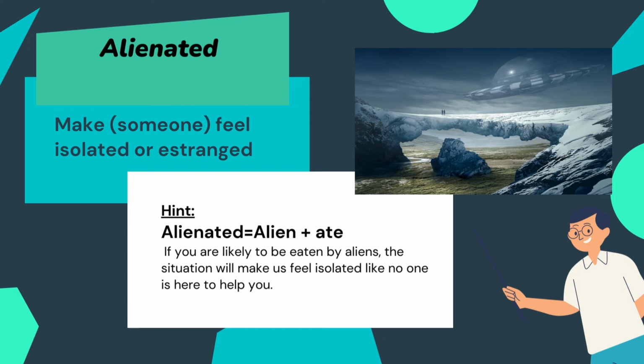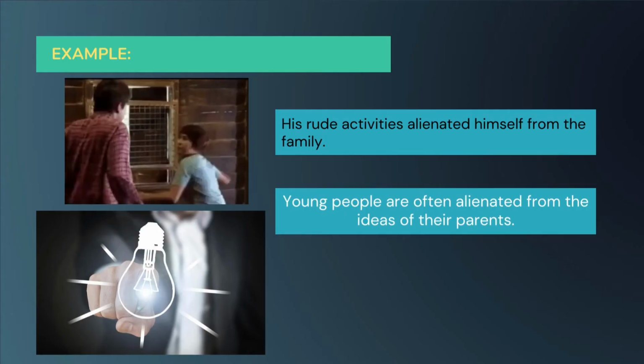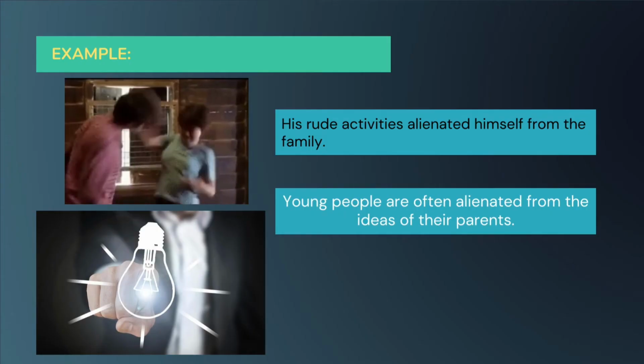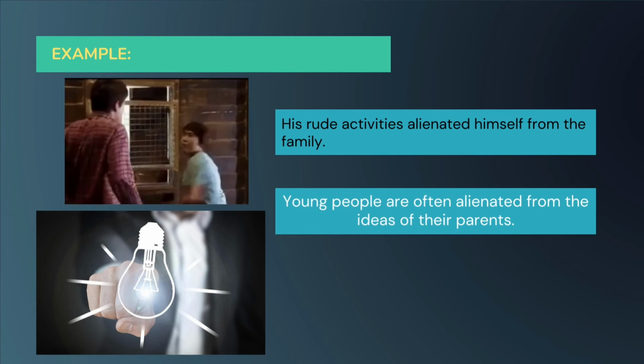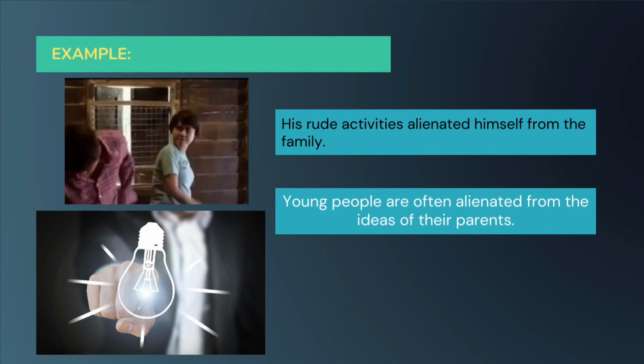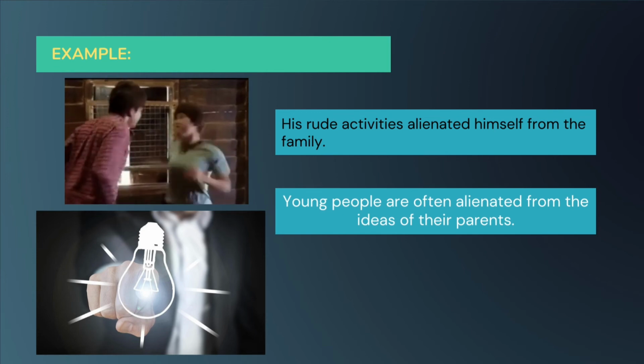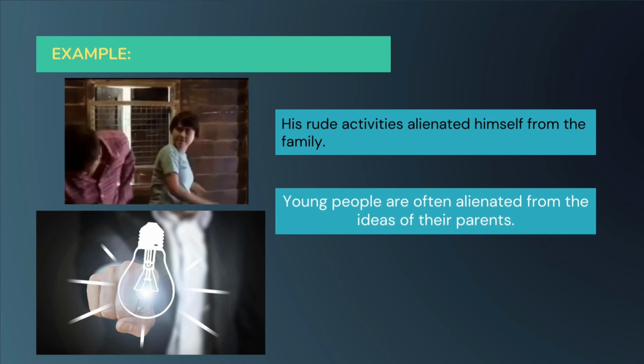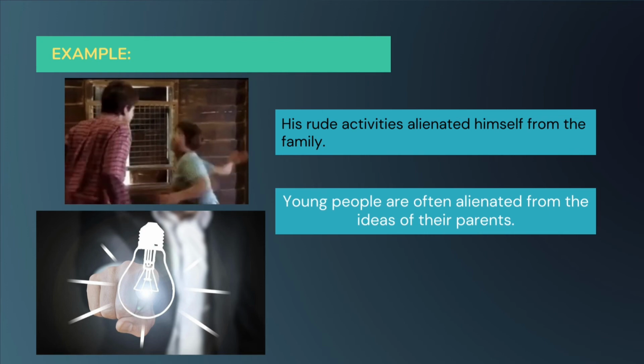Alienated can be divided into alien-ate. If you are likely to be eaten by an alien, the situation will make you feel isolated, like no one is here to help you. Because you can't get the alien, you will be alienated. The example is: his rude activities alienated him from the family. This means due to his irresponsible, rude behavior, the family alienated him. He was separated from the family, set apart from the rest of the family.